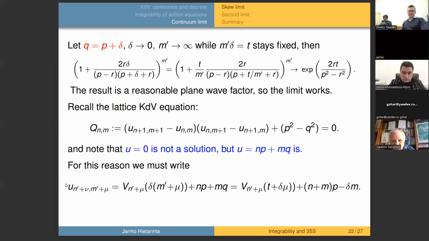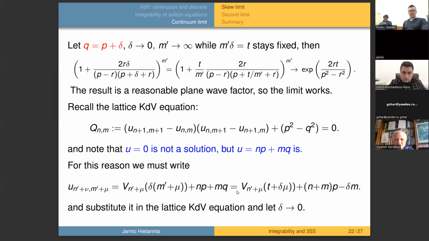So we define U at n, m prime shifted by nu or mu. It is some new variable v plus this extra piece, so that then v can be 0 as a solution. Okay, now we have this term and this has delta here, so we can expand it. There's delta there, doesn't matter.